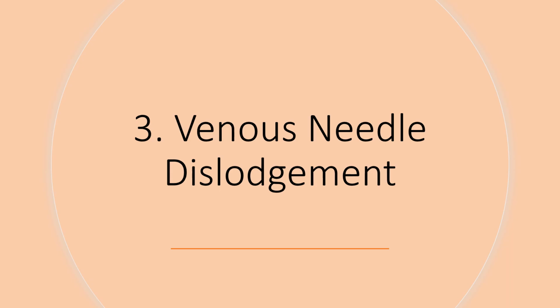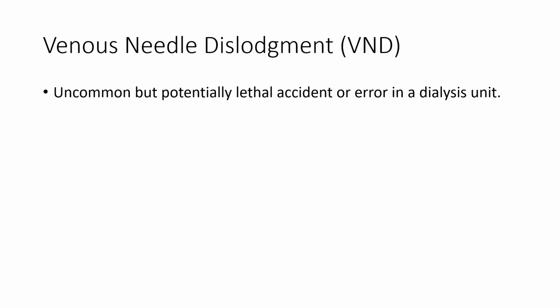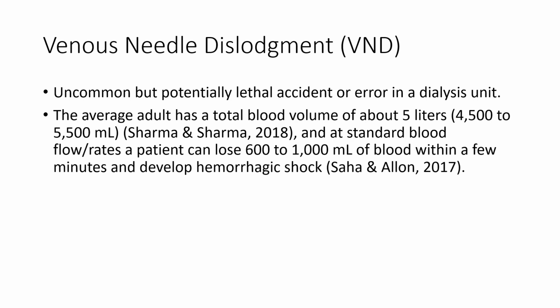The third preventable error I'd like to discuss is venous needle dislodgement. Venous needle dislodgement during dialysis is uncommon, but it is a potentially lethal accident or error in a dialysis unit. The average adult has a total blood volume of about 5 liters, and at standard blood flow rates of 350 to 400 milliliters per minute, can lose anywhere from 600 to 1,000 milliliters of blood within a few minutes and develop hemorrhagic shock.